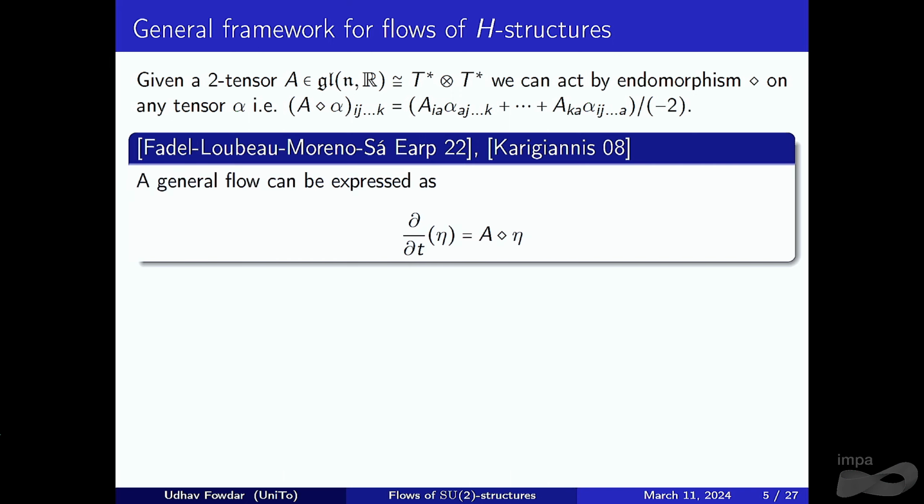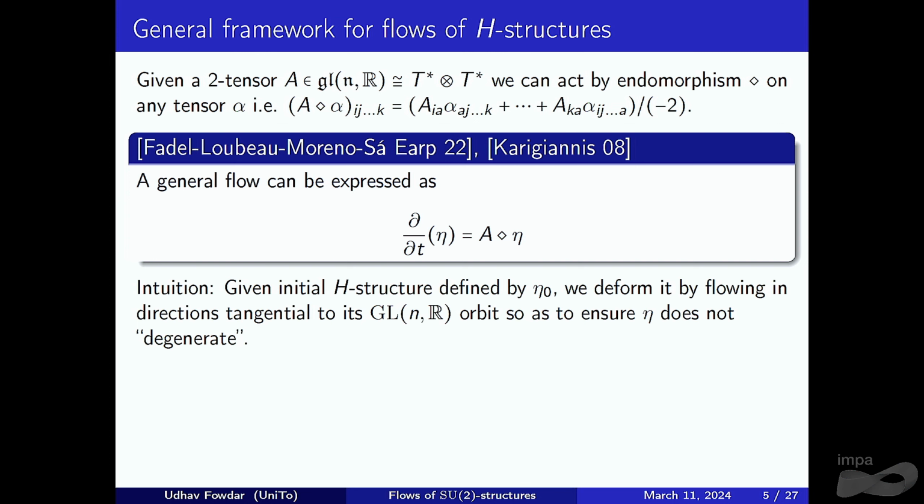But with this language, any flow of a general H structure can be expressed in the following way, where A is any tensor, and then you take the standard endomorphism action on your tensor eta. So eta here is again as in, let's say, Berger's list, okay? So I don't specify what eta has to be.